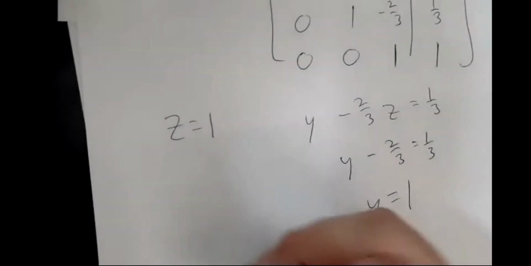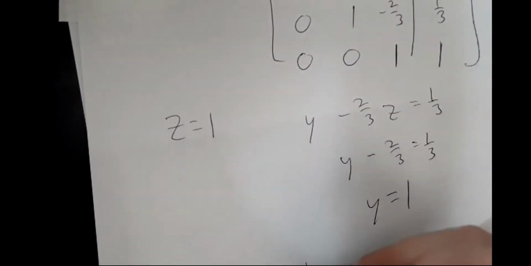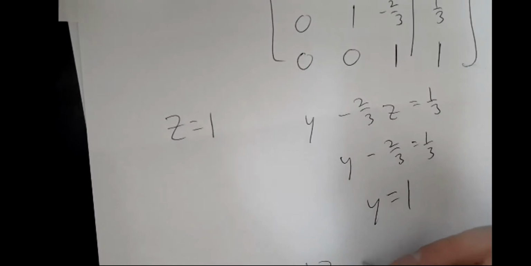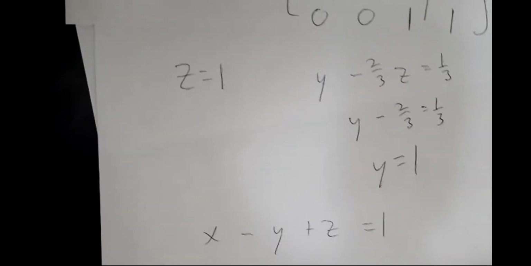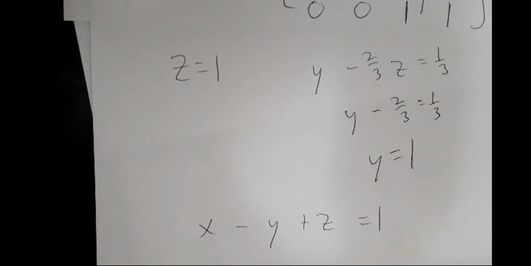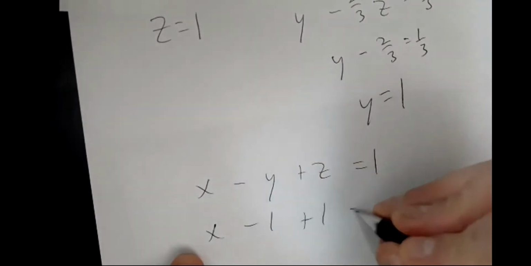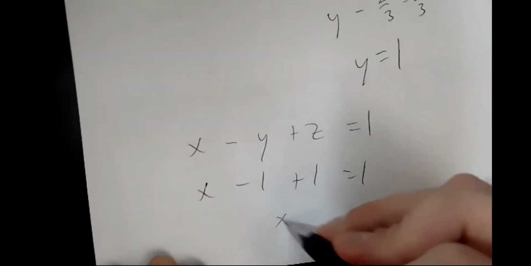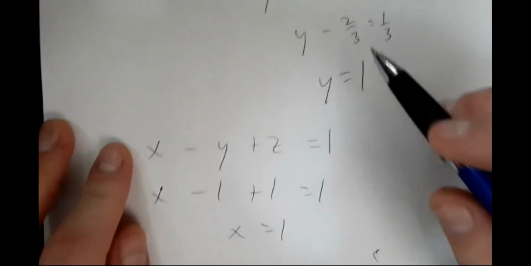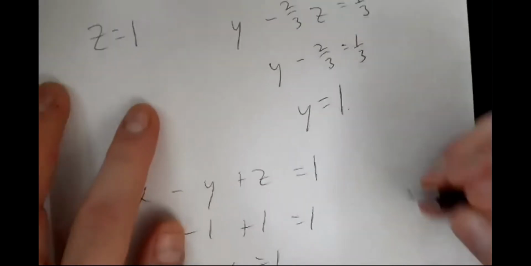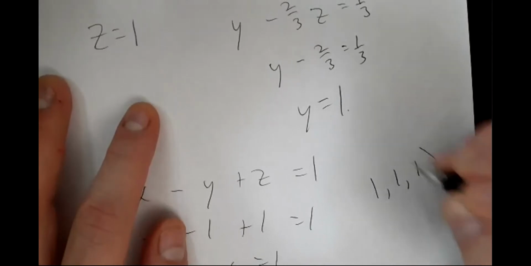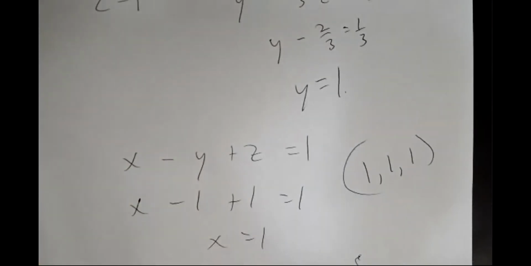And the last thing says what? x minus y plus z equals 1. So x minus 1 plus 1 equals 1. x is equal to 1 as well. If we want to put these things all together, x is 1, y is 1, z is 1. This is the point that looks like 1, 1, 1.